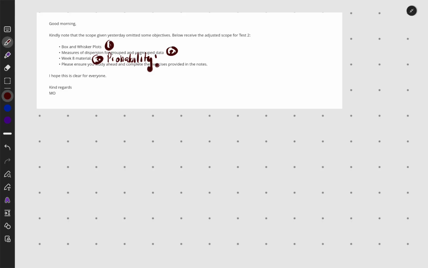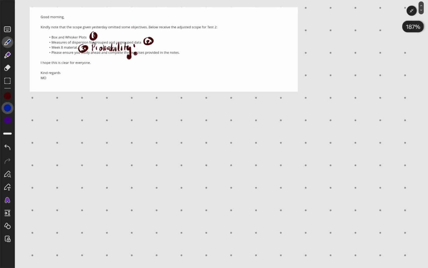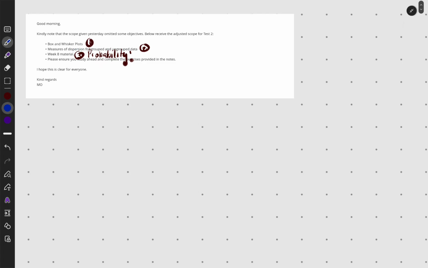So we need to know about box and whisker plots. We need to know about the measures of dispersion for both grouped and ungrouped data. And then we need to know about probability. This is not hard. So let's start with the things that we're going to need for box and whisker plot. I'm going to show you the box and whisker plot, and then it's going to take you back to, when we talk about these measures of dispersion, we're going to also talk about measures of central tendency or measures of location, because, and I'm going to explain, we need them for box and whisker plot.